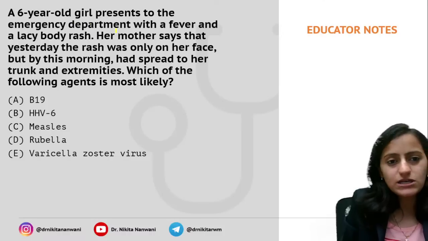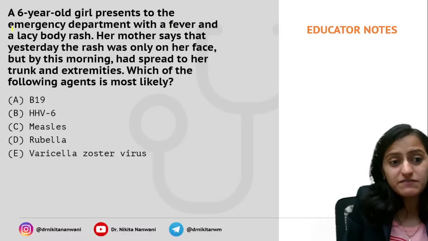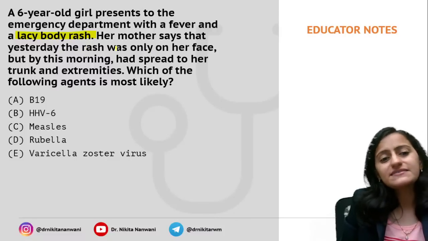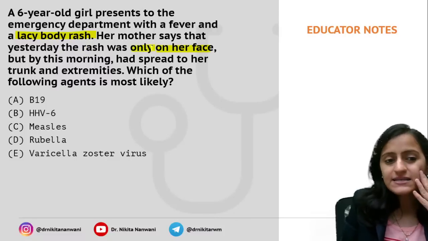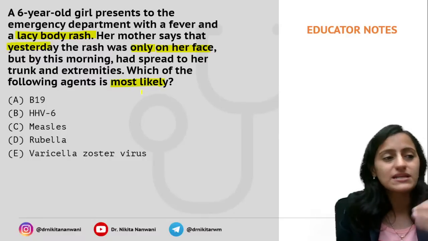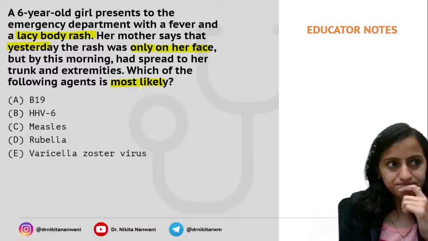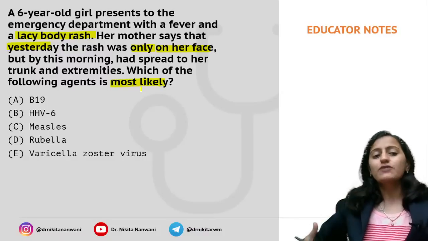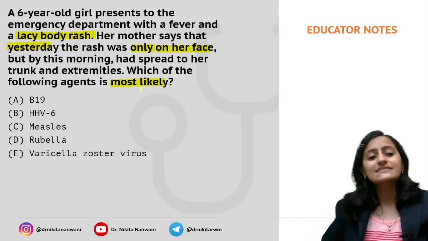A 6-year-old girl presents to the emergency department with fever and a lacy body rash. Mother says that yesterday the rash was only on her face, but by this morning it has spread to the trunk and extremities. What is the most likely cause here? First it was the rash on the face. Now it has gone to the body. It's the lacy body rash.